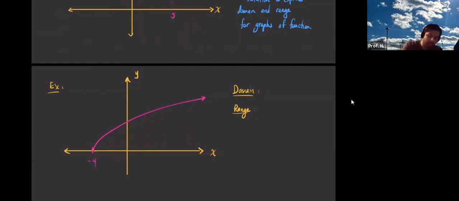At this point here, what's my coordinate? My coordinates are -4, 0. So at this point here, I have an x value, which is -4, and a y value, which is 0. However, anything below -4, I have no y value. There's no associated graph to it. So my domain is going to be from -4 to 0.